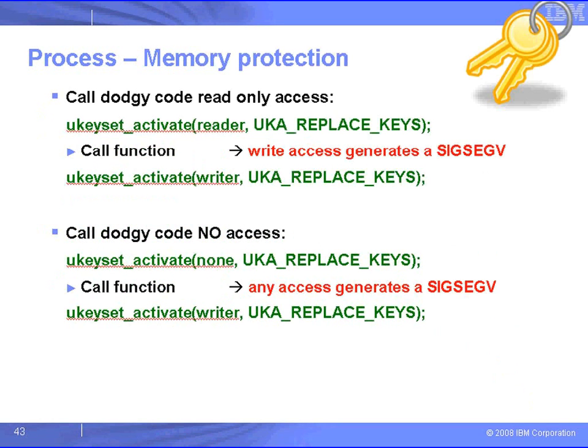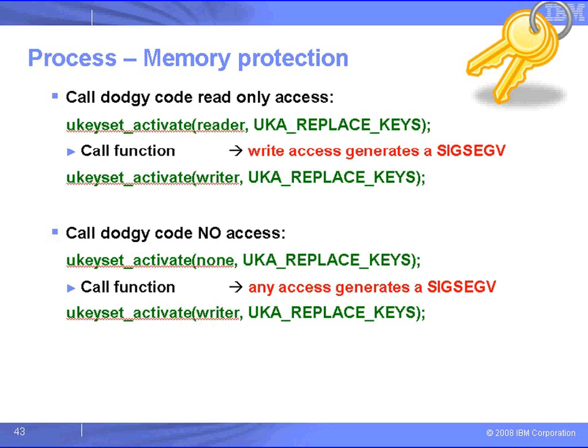Now if we want to call a piece of code that we don't want to give full read-write access, this is what we do. Instead we activate the reader key. Then we can call that function, and if it tries to write to the locked piece of memory, we'll get a signal generated, a SIGSEGV.